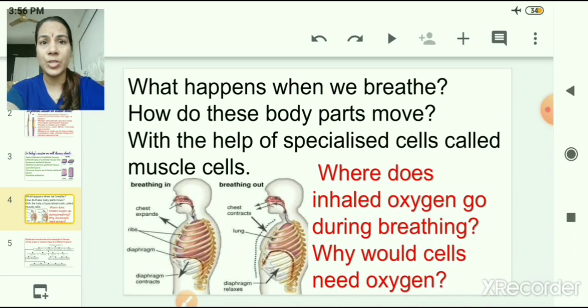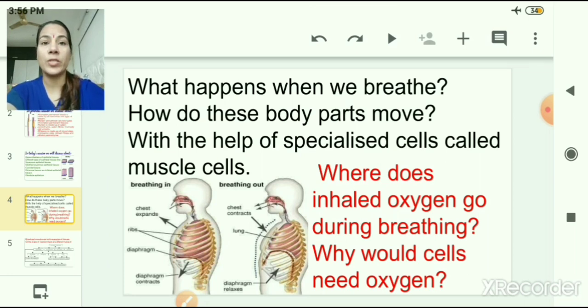I will start the session with a very basic question. Children, what happens when we breathe? There is some movement which takes place in our body. Physically, if you want to observe whether the breathing process is occurring or not, how will you observe? The answer is very simple, just by looking at the movement of the chest. So if the chest is moving, we can have some idea that yes, the breathing process is going on. So how do these body parts move? These body parts move with the help of specialized cells which are called muscles.